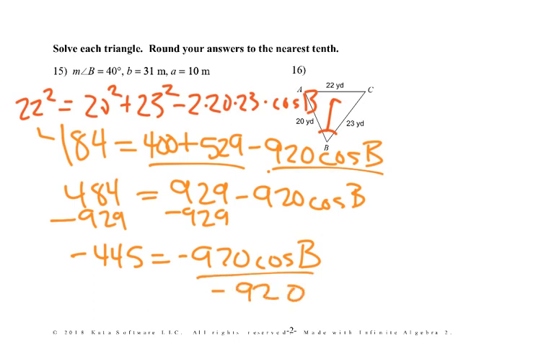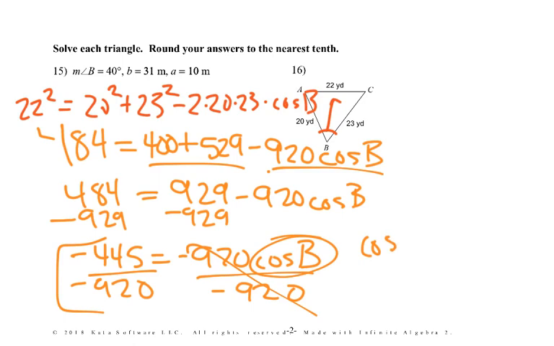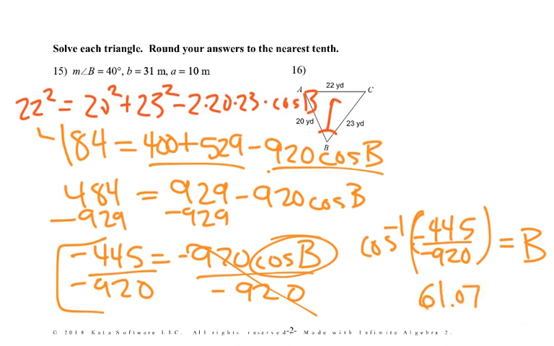Divide by negative 920, and I could simplify this, but I don't need to, because I'm looking for the angle. I'm just going to do the inverse of that fraction. And I can write it exactly the way I have it. I can realize that the two negatives would make it positive, or I can just go with that. Okay, so I do the inverse cosine of negative 445 over negative 920, making sure I'm in degree mode. If not, it'll all be messed up. I get 61.07, so basically 61.1 degrees.